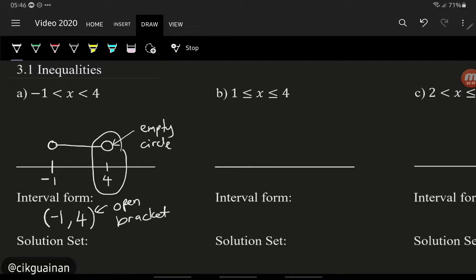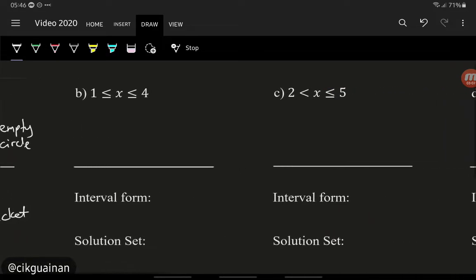Now for the last one, the solution set is written in the form of a set. So we put a curly bracket, x such that x is greater than minus 1 and less than 4, and then we close the set. So this is the solution set form for these inequalities. Now let's continue for the second one over here.